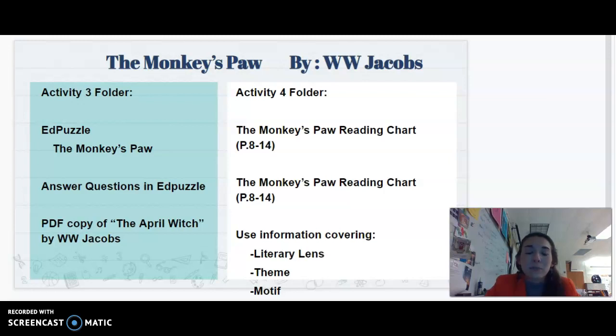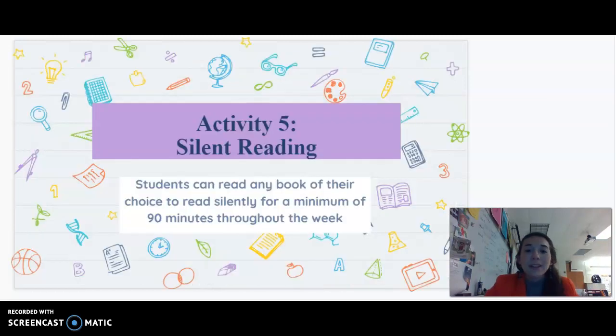I'm sorry, that says The April Witch. It's The Monkey's Paw by W.W. Jacobs. In the Activity 4 folder are both reading charts that must be completed for The Monkey's Paw. So this would be Monkey's Paw pages 1 through 7, and then Monkey's Paw reading chart pages 8 through 14. Both reading charts must be completed in order to get full credit, and they go over literary lenses, theme, motif, and foreshadowing.